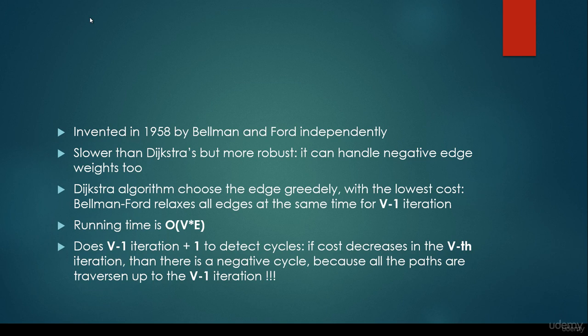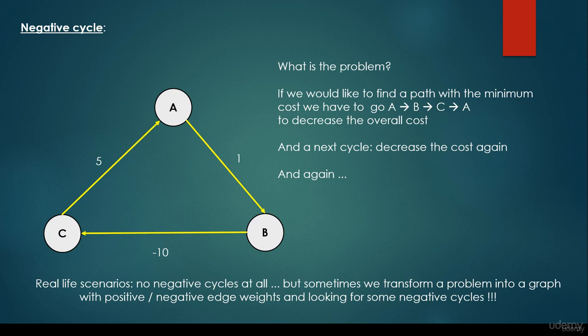If the cost decreases in the vth iteration, then there is a negative cycle. We can know it for sure because all the paths are traversed up to the v-1 iteration. So we are sure that if we make another iteration and the total cost decreases, there's definitely a negative cycle. So just to be clear, what is a negative cycle?